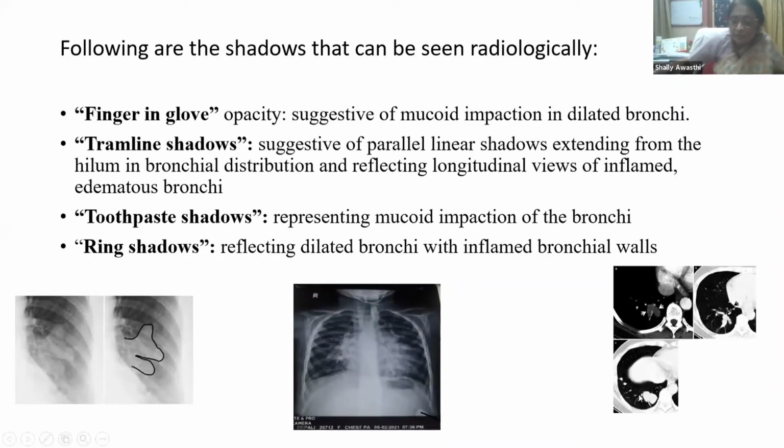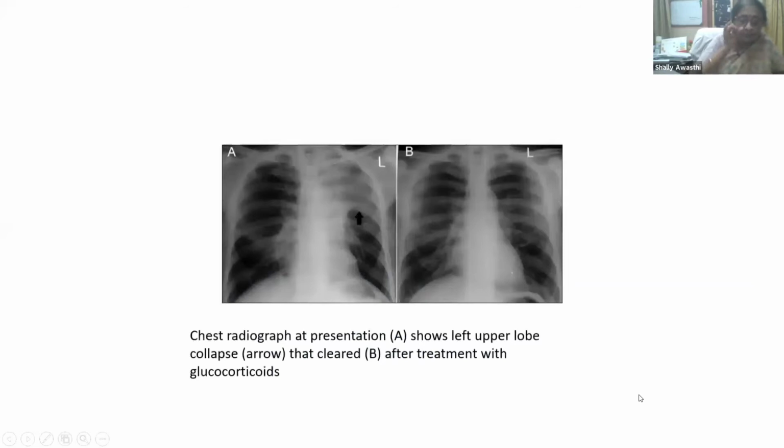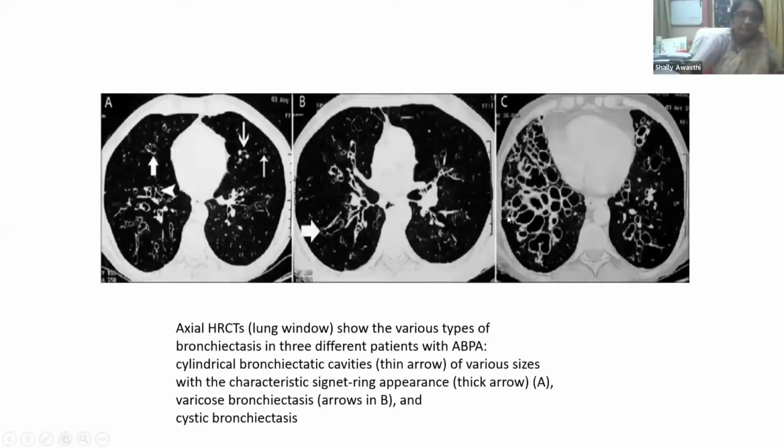There are other shadows in HRCT, I'll show you. This is a radiographic examination. A is showing you left upper lobe collapse. The arrow is showing it's collapsed. And after treatment with glucocorticoid, it is clearing. So there will be stages. This would be a stage of active disease. This would be a stage of remission, as I'll tell you later on.